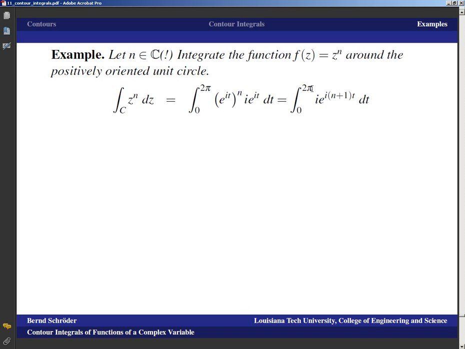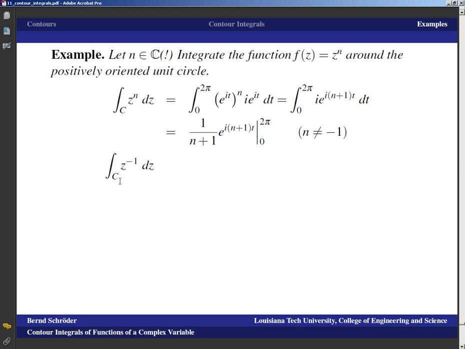Well, that's the integral from 0 to 2 pi of i e to the i times n plus 1 t. And the antiderivative here is 1 over n plus 1 e to the i n plus 1 t from 0 to 2 pi. The easiest way to see that something is an antiderivative is to just take the derivative, and it does work out. And that is for n not equal to negative 1, right? Because we can't divide by 0.